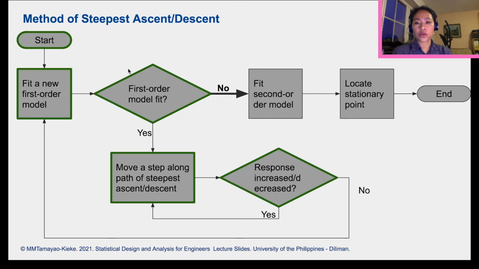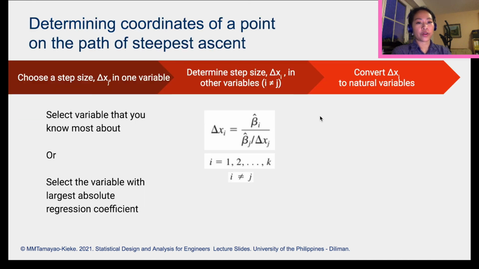So going back to the algorithm, the first order model is now not adequate, therefore we proceed to fitting a second order model. So we conduct another experiment and fit a second order model. But before we do that, let's just go through the general algorithm for determining coordinates of a point on the path of steepest ascent. There are three general steps.